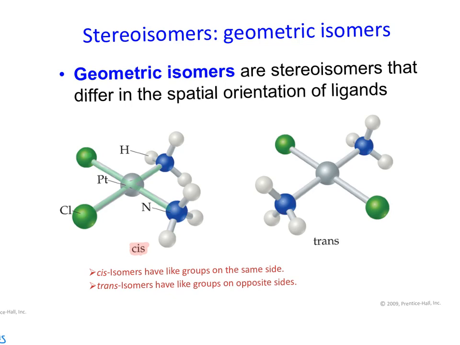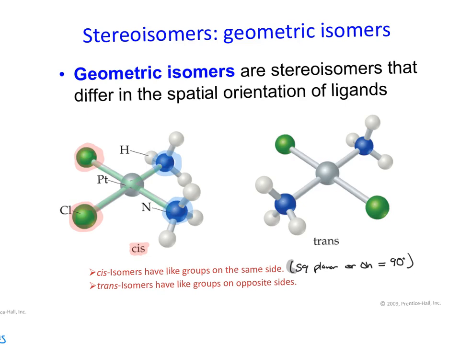Cis isomers have groups on the same side. And so I see this as cis because I have my chloros in adjacent positions. In this case, it's 90 degrees. And my amine ligands in adjacent positions at 90 degrees. So the same side, which also means if we have square planar or octahedral, that's going to be 90-degree bond angle.